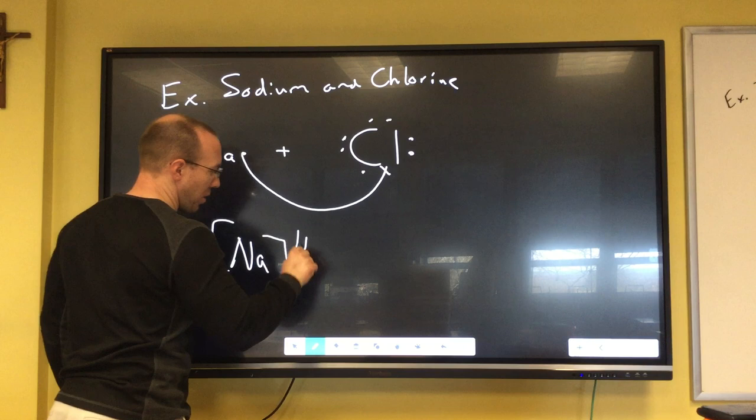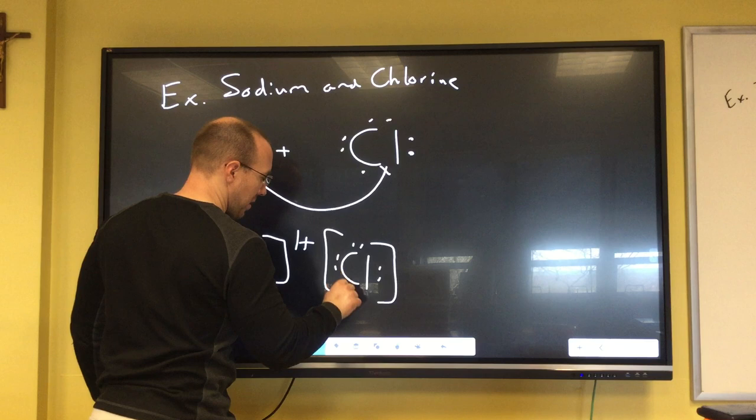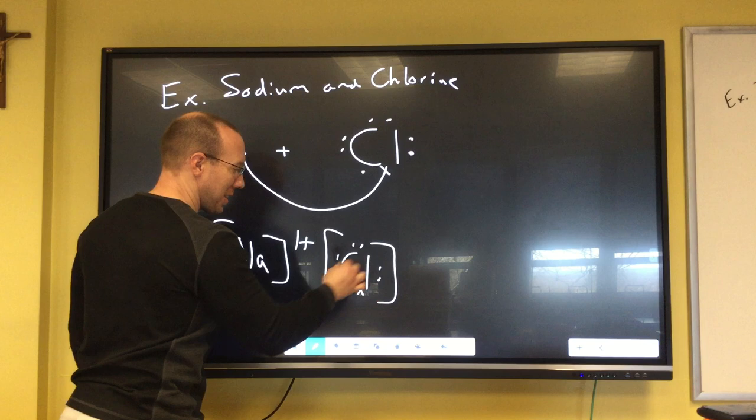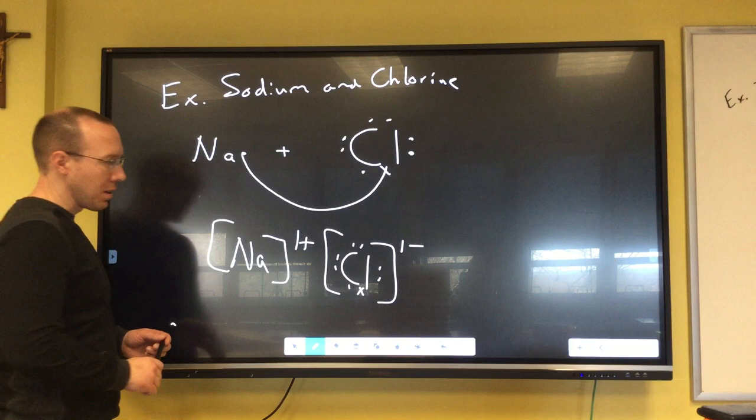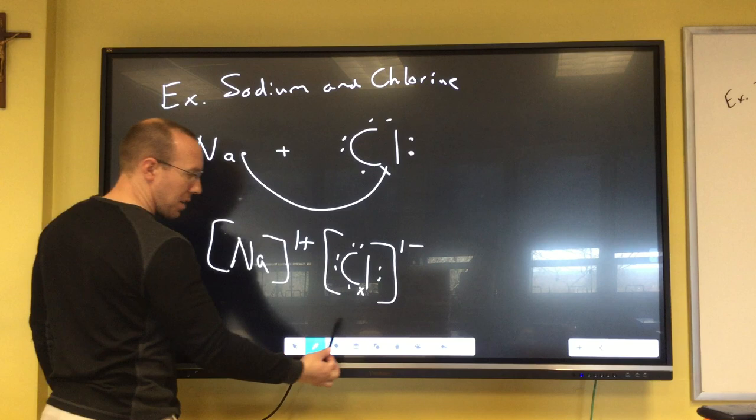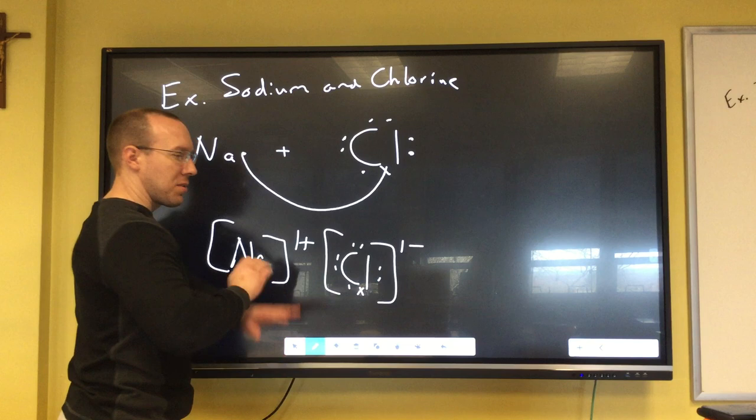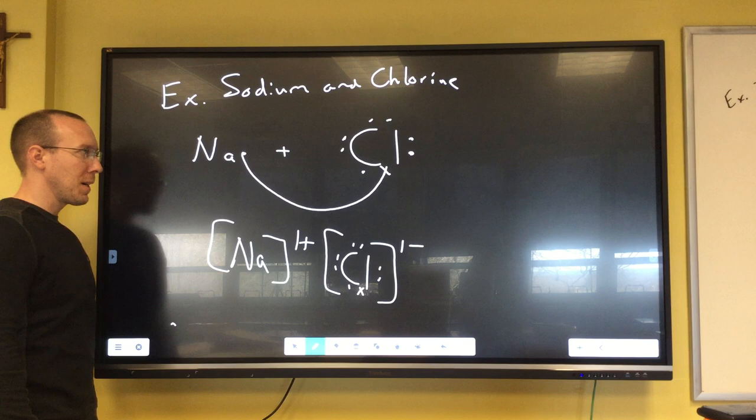sodium being the 1+, and chlorine, 1, 2, 3, 4, 5, 6, 7, 8. I shouldn't have put them like that. I should follow 1, 2, 3, 4, 5, 6, 7, 8. And that's a 1-. Notice how I put the little X to show the electron that came from here and where it went. We only need one of these because a 1 plus and a 1 minus cancel each other out to be neutral. So that's our first example.